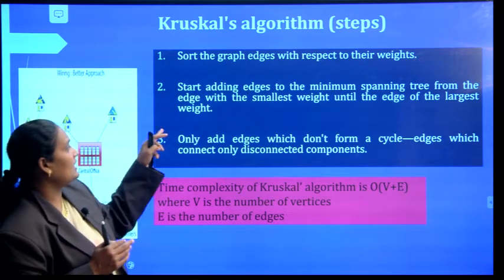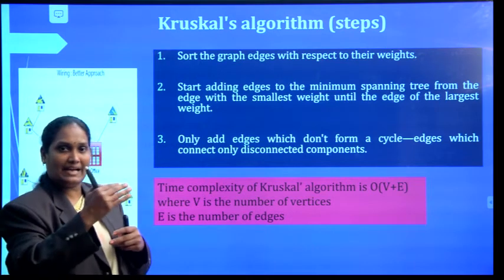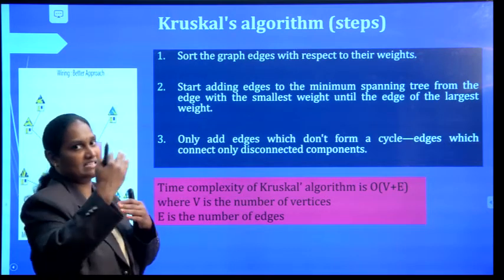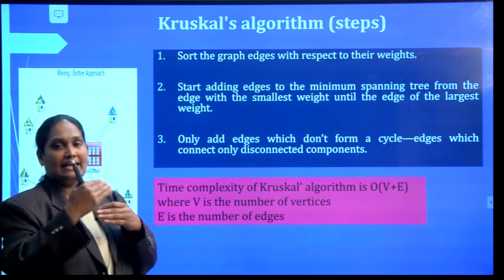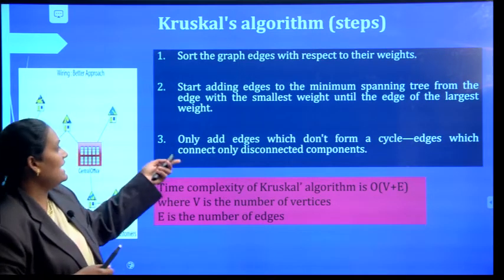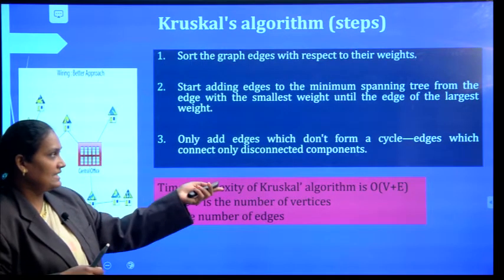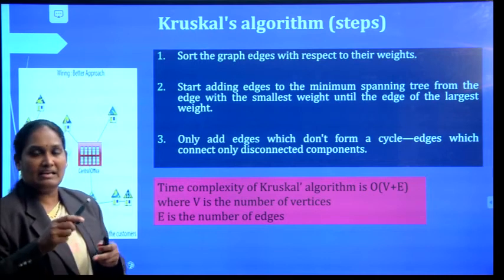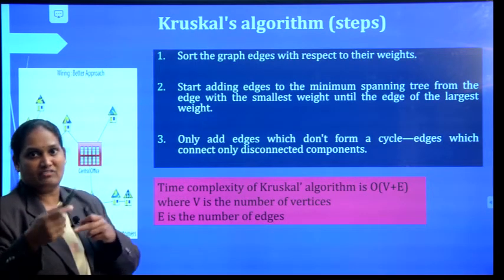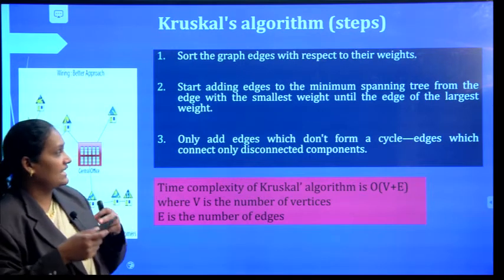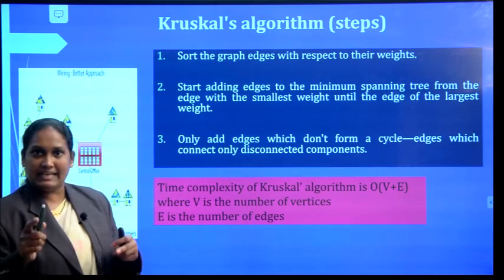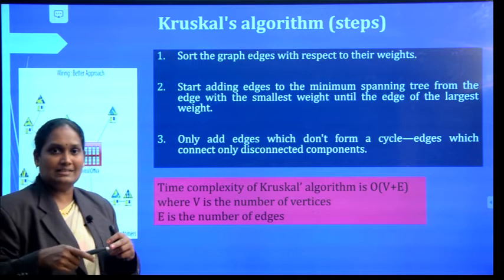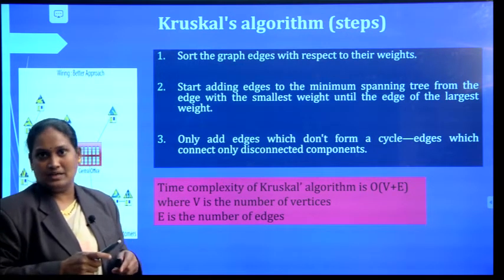So, after that start adding the edges. So first we need to add a minimum cost edge. Later we need to add next minimum cost edge. Next we need to add next minimum cost edge. Like that we need to add the edges one by one. Okay, only add edges which do not form a cycle, and which connect only disconnected components. Now here we are going to add the edges one by one by checking the condition that those cannot create any cycles. Like that we are going to proceed to adding the edges to get the minimum cost spanning tree in case of Kruskal's algorithm.